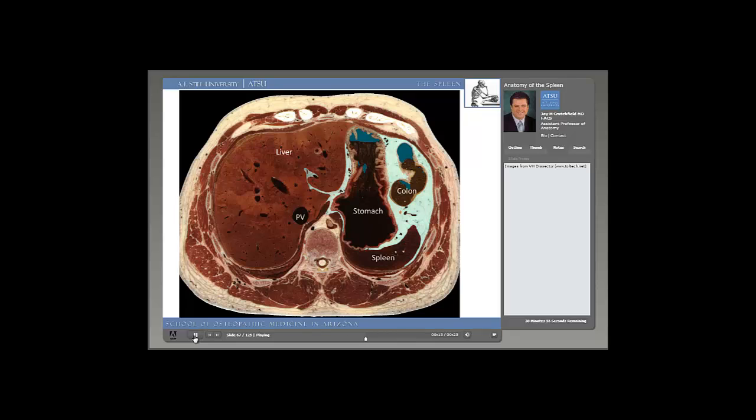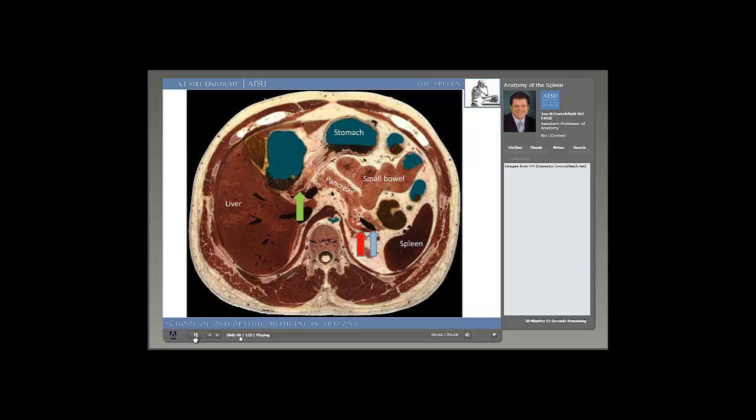The small, short gastric arteries can be seen as tiny black dots between the spleen and the stomach. In this image, the splenic artery is labeled with the red arrow. The splenic vein is seen with the blue arrow. The remaining structures, the spleen proper, as well as branches of the splenic vein going into the hilum of the spleen, can be seen along with small bowel, pancreas, stomach, and the green arrow shows us the duodenum. The liver is also marked.